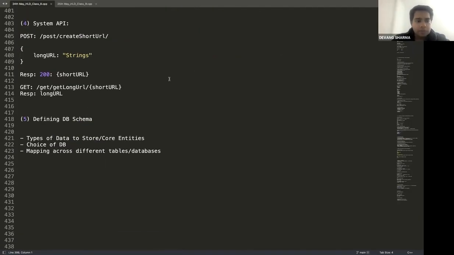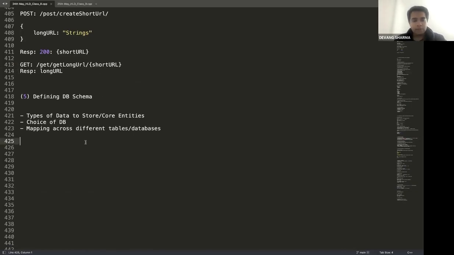Now, in terms of system API, there's going to be a post call where I'm converting the long URL to short URL. And in terms of a get call, I'm getting that long URL back from the short URL. And now we're going to continue with defining the DB schema.